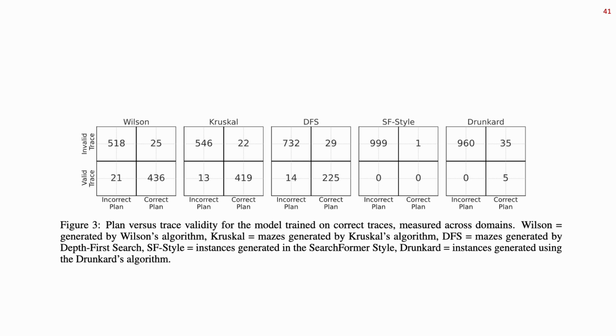And this is the confusion matrix. This is basically showing if you train a transformer with Wilson-generated puzzles, and then you test it on Wilson-generated puzzles or Kruskal-generated puzzles or the different distributions. You will notice that the diagonal entries are the good ones. That means the solution is correct and the trace is correct, or the solution is wrong and the trace is wrong. But the off-diagonal entries should be zero. The fact that they are not zero tells you that there is no direct correlation, no causation, between the trace correctness, the trace validity, and the solution.